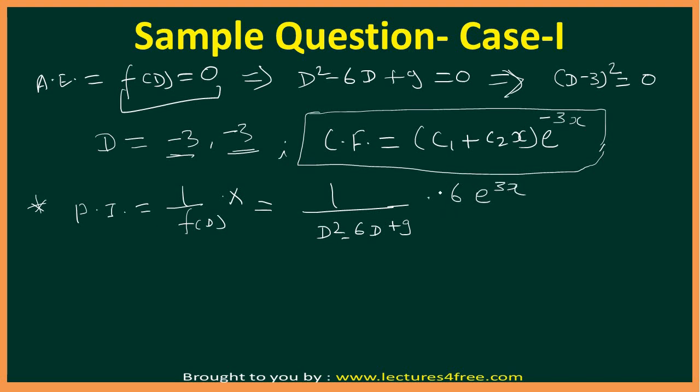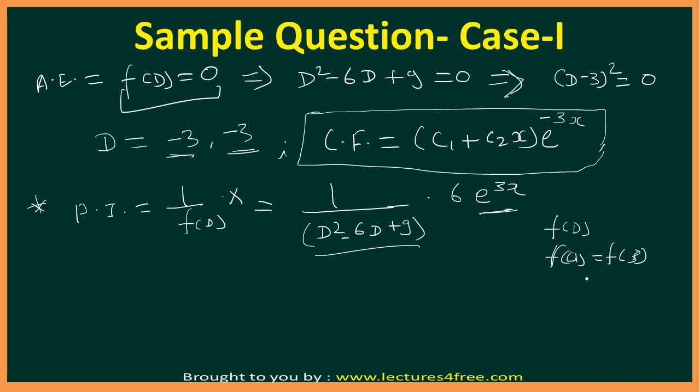This 6 is a constant, so we don't need to worry about it. Here you are getting an exponential function, and this is a function of D. So what you have to do is put 3 in place of D here. If you put 3 here, that means f(a), which is f(3).